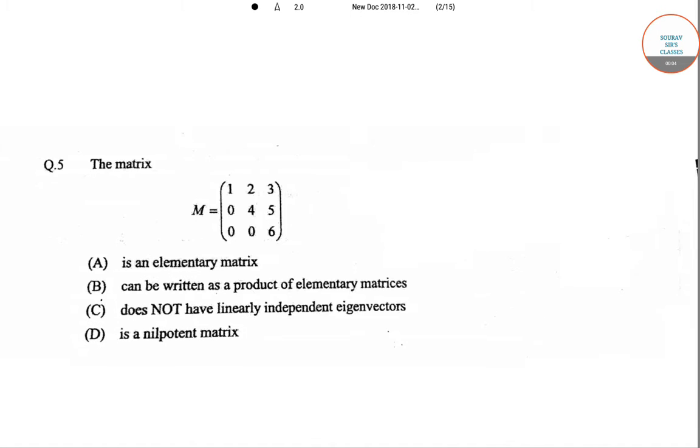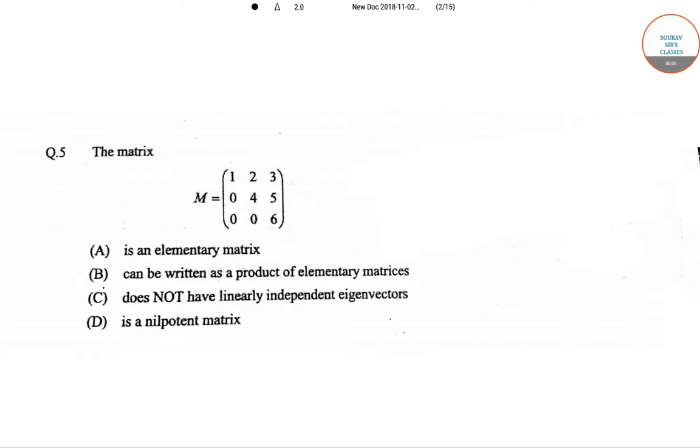The question is, the matrix M is equal to 1, 2, 3, 0, 4, 5, 0, 0, 6. Option A is an elementary matrix. Option B can be written as a product of elementary matrices. Option C does not have linearly independent eigenvectors. Option D is a nilpotent matrix.